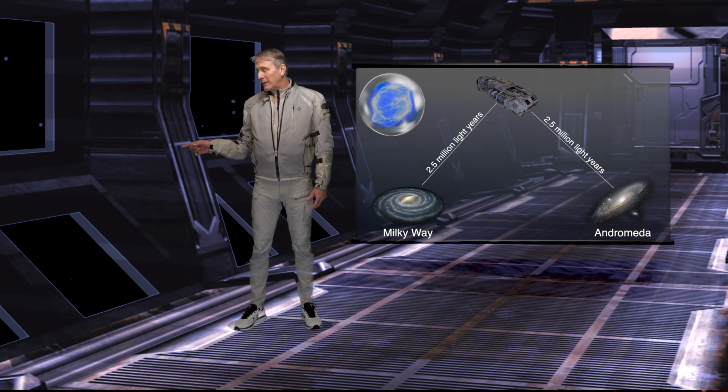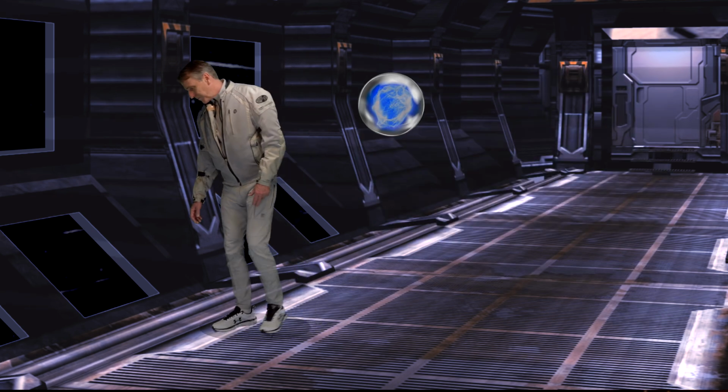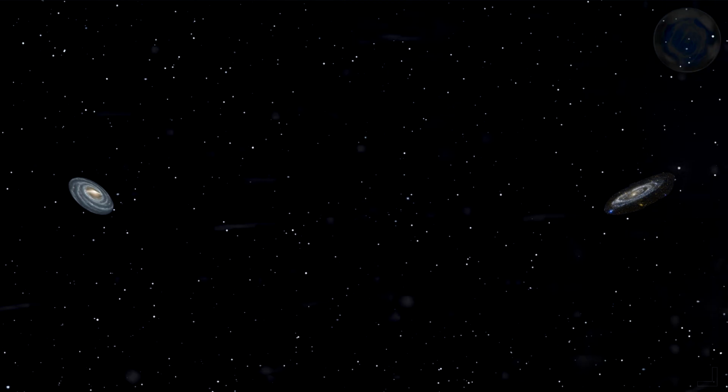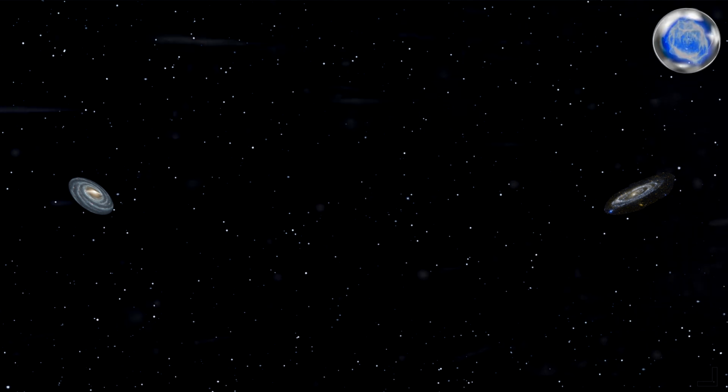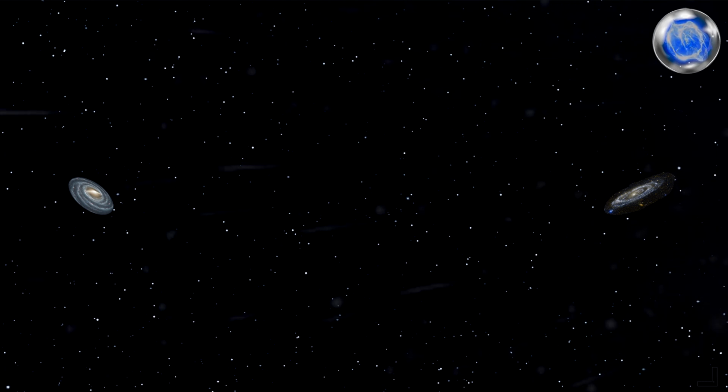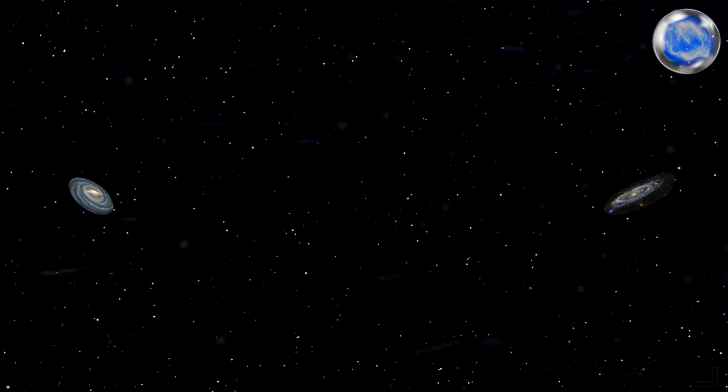Okay, well let's take a look. Okay, I can see the Milky Way on the left and there's Andromeda on the right. Wow, this view is really awesome. Vicky, what are all these other points of light? Each point of light is a galaxy. Can you expand so we can see more detail?